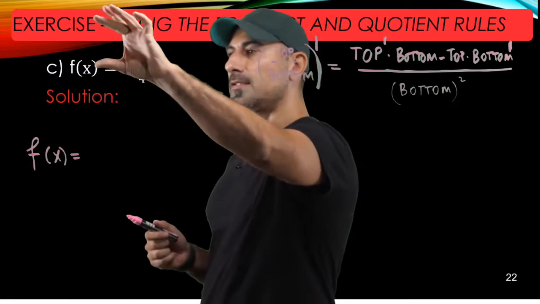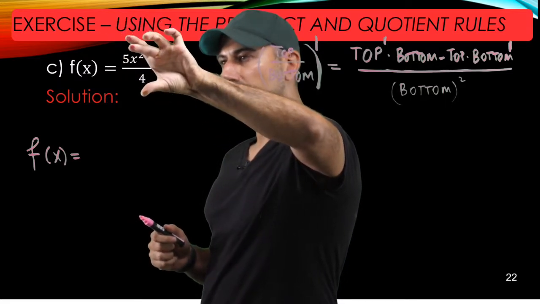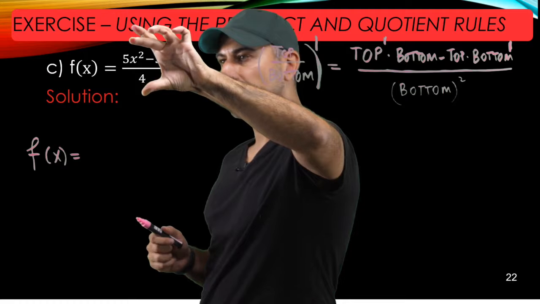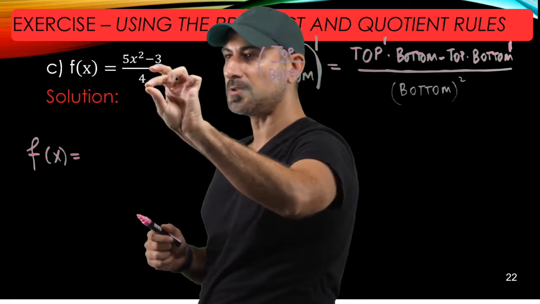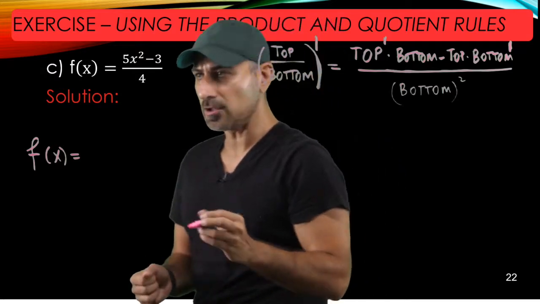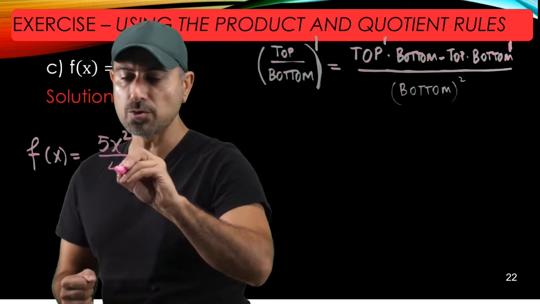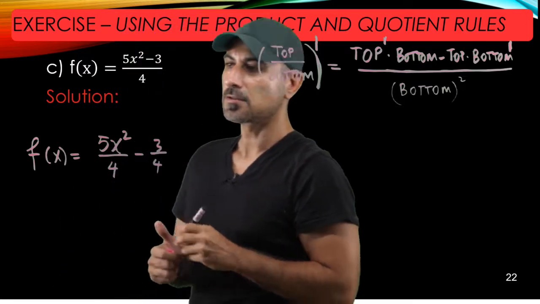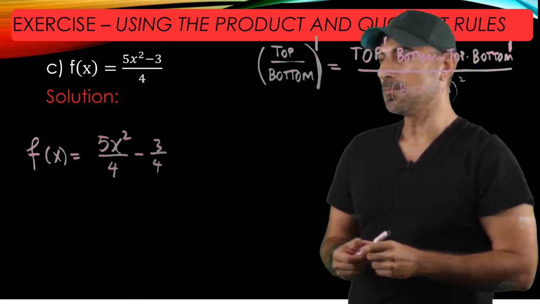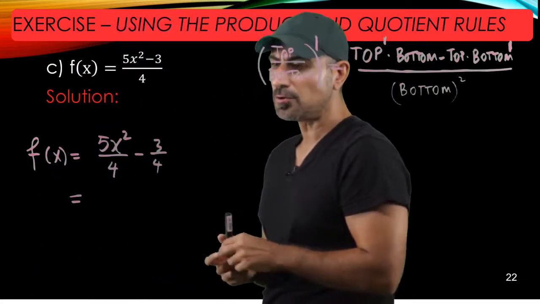I'm going to split this quotient into two pieces. One piece is this part of the top divided by the bottom, and the other piece would be minus this part of the top divided by the bottom. This is something we know from algebra. So in other words, I can write this as 5x squared over 4 minus 3/4. So now this problem boils down to using the power rule for this one.